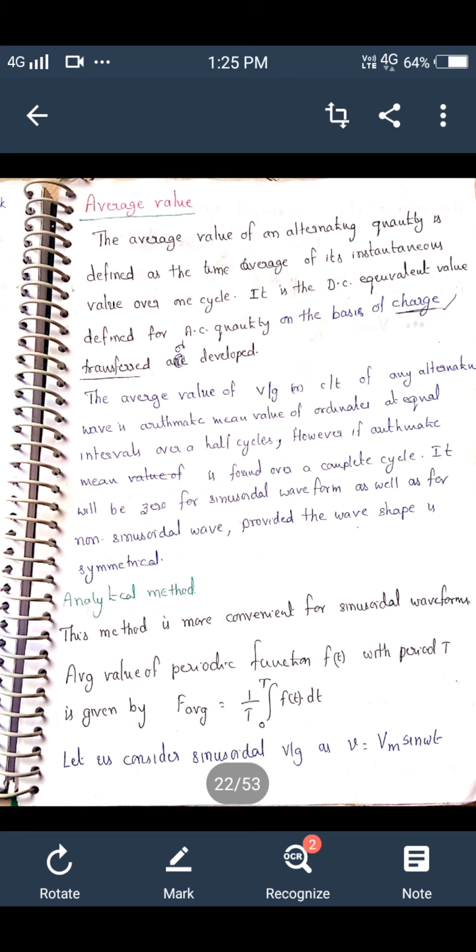So what is the average value? For one cycle, the positive half cycle is a mirror image of the negative, and we call it an AC signal. That means the average value of an AC signal is 0. So the average value doesn't exist for an AC signal.